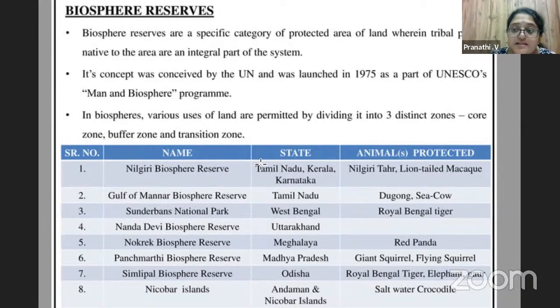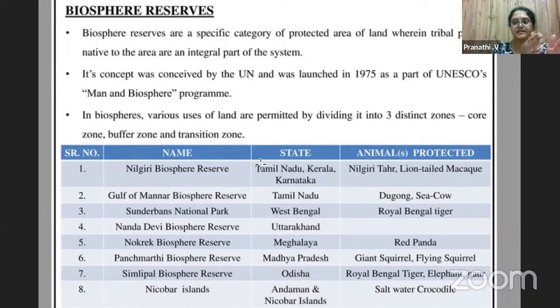Vulnerable means, say for example, it is at the risk of becoming endangered. If we are not exactly taking care of that, there is a chance for that particular species to become extinct or endangered. Endangered, again, like I told you, is something wherein there is a danger for the population to completely come down and become extinct.